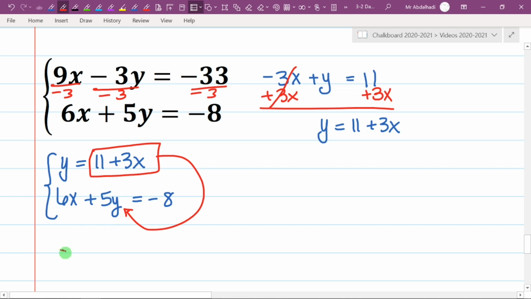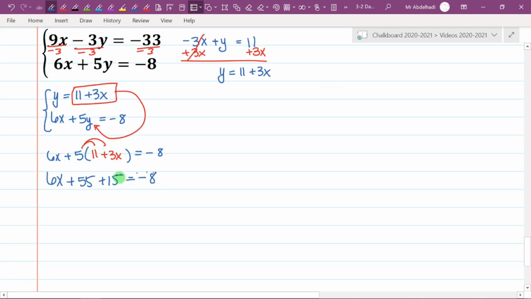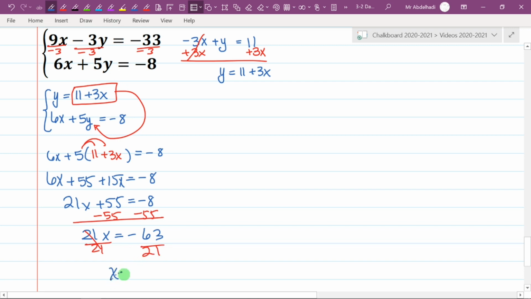So I'm going to write this out, 6x plus 5 blank, because that's where the y used to be, equals -8. And what goes in the blank? The 11 plus 3x. And then solve from there. So we'll distribute the 5. We'll combine like terms. Well, this is 15x. We have 6x and then the 15x, that's going to be 21x plus 55 equals -8. We can subtract 55 from both sides, and we get 21x equals -63. Divide both sides by 21, and we get x equals -3.